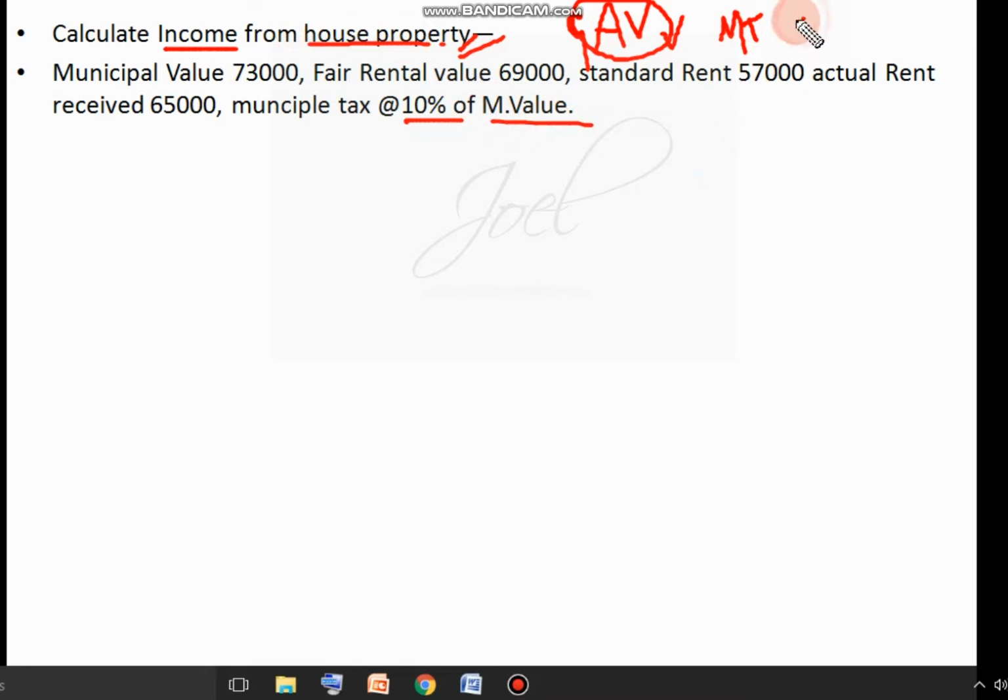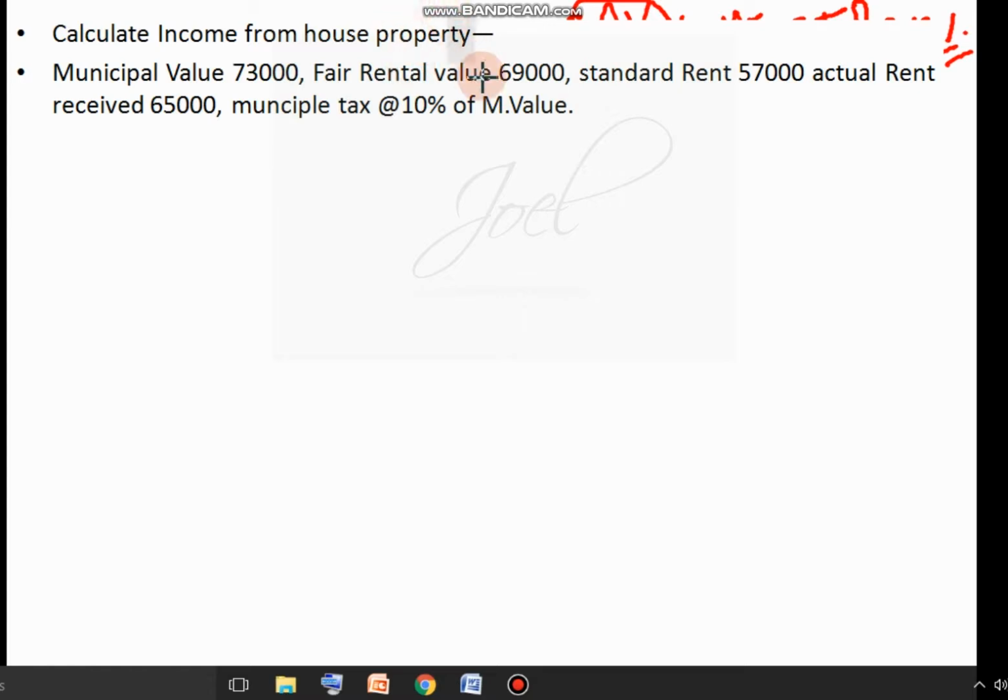Other than that, we have to calculate standard deduction. We can find out that standard deduction, because always it is fixed at 30%. So, 30% standard deduction is to be considered. So, we know it is always fixed. So, we can calculate that. Interest on housing loan is not there in this problem. It is not given. When interest on housing loan is not given, we cannot assume our own interest. So, that is why that thing won't be there.